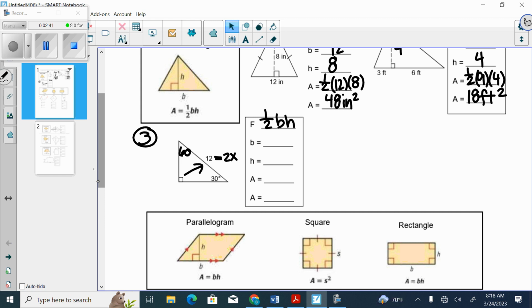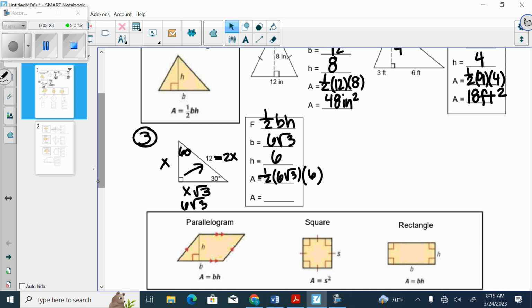Across from the 60, what do we label the side? X square root of 3. And what do we label the side across from 30? X. So if 12 equals 2x, what is the length of my base? 6 square root of 3. So this side would be 6 square root of 3. And then what would be the length of my height? 6. So we've got 1/2 times 6 square root of 3 times 6.